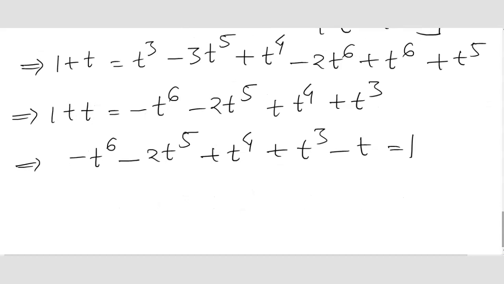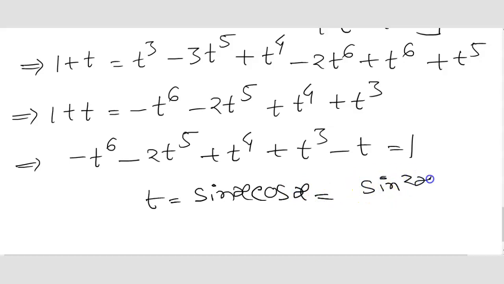We have to solve this equation. See, it is a 6th degree equation. It is quite tough. We are not going to solve it, right? Let's make some tricky substitution. See, we have substituted that T equals sin x cos x. We can write it as sin 2x by 2, right?